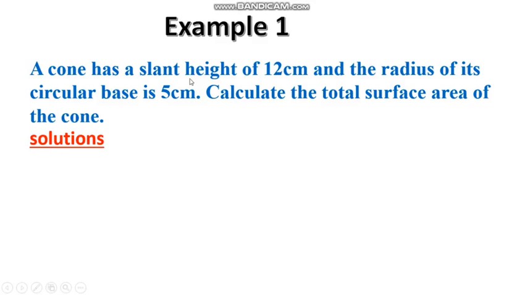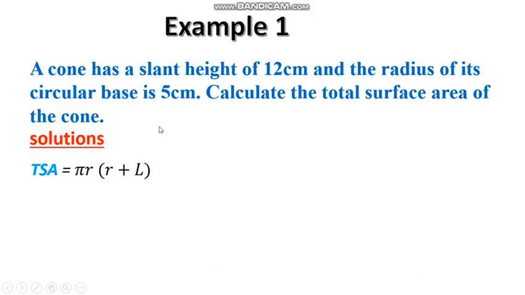So this is our example 1. A cone has a slant height of 12 centimeters and the radius of its circular base is 5 centimeters. Calculate the total surface area of the cone. So in order for you to find the total surface area of the cone, you need to come up with a formula where you say total surface area is equal to pi r open bracket r plus L.